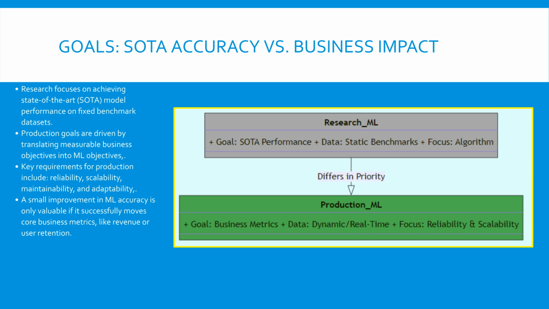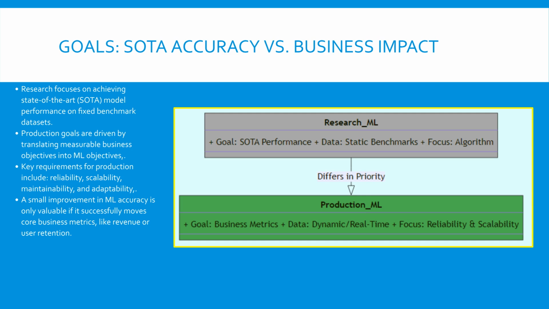When designing production systems, we must ensure they meet certain enterprise requirements. These include reliability, meaning the system always works correctly, even if hardware fails. Scalability ensures the system can handle growth, such as millions of requests per hour. Maintainability means different teams, like engineers and subject matter experts, can easily work on and update the system. Finally, adaptability means it can adjust to changing environments and user needs.